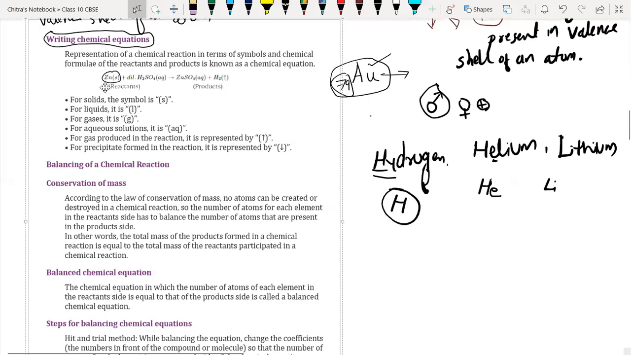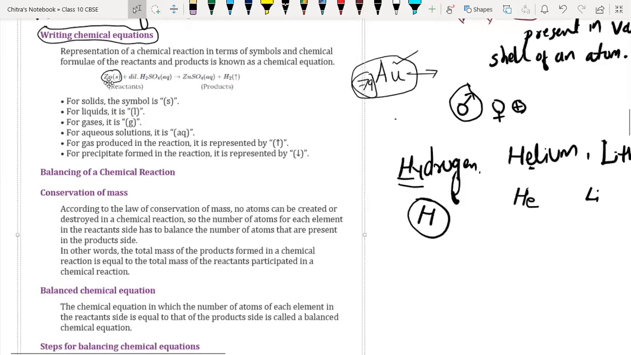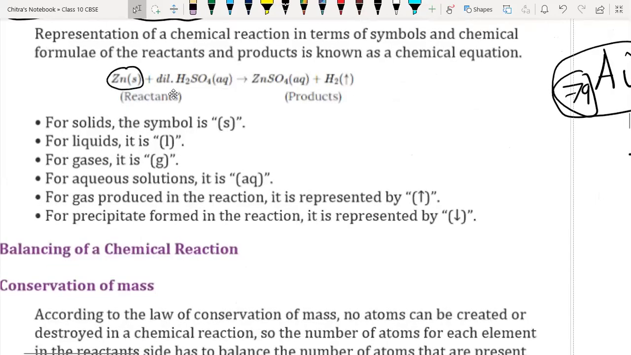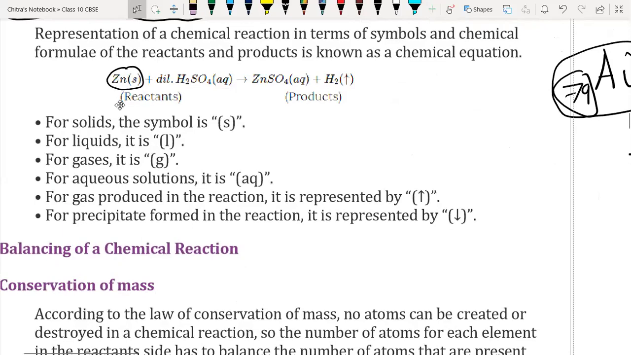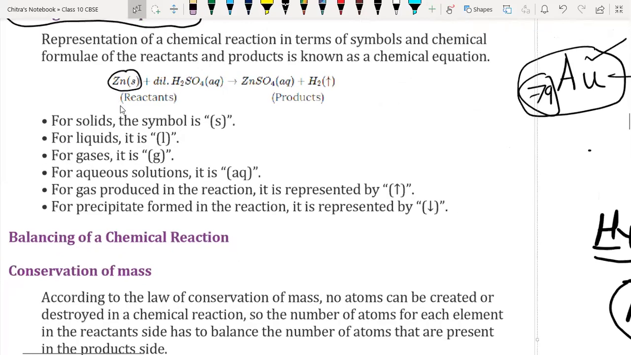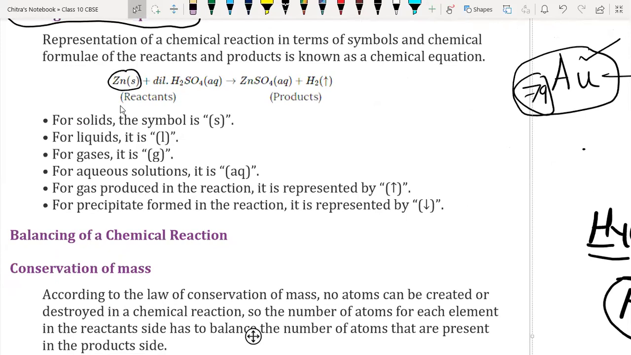So I'm going to zoom in so that you will understand. Okay, now it's clear. See, here we have zinc, and zinc is present in a solid form. So see here, S is written over here. For solid, we have to mention the symbol, the small s inside the bracket.